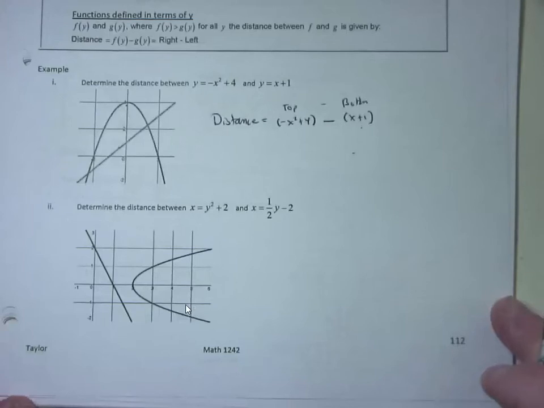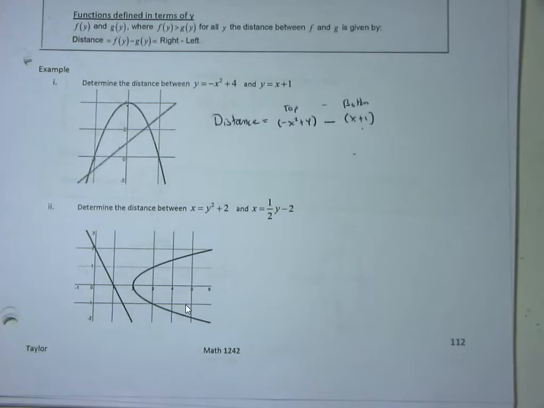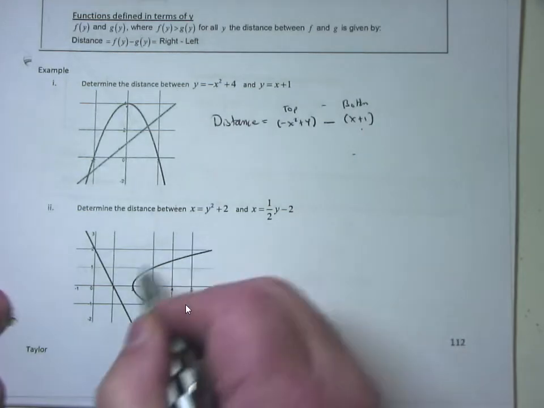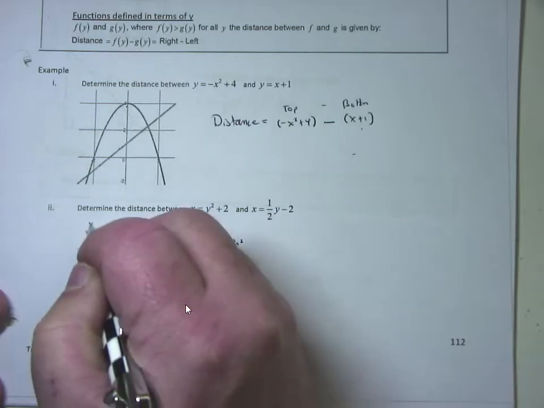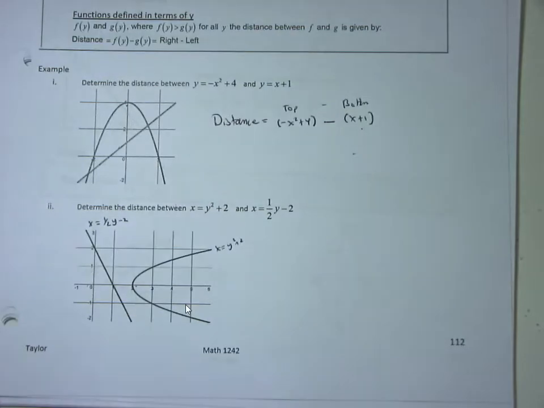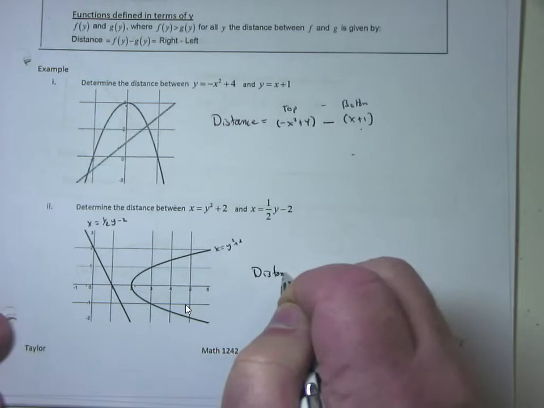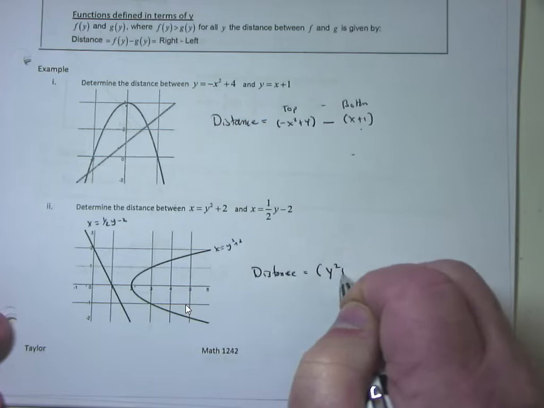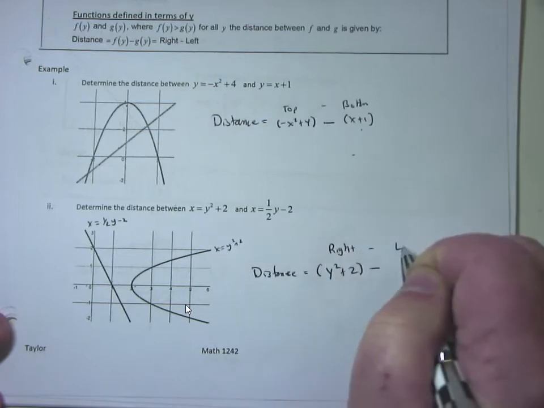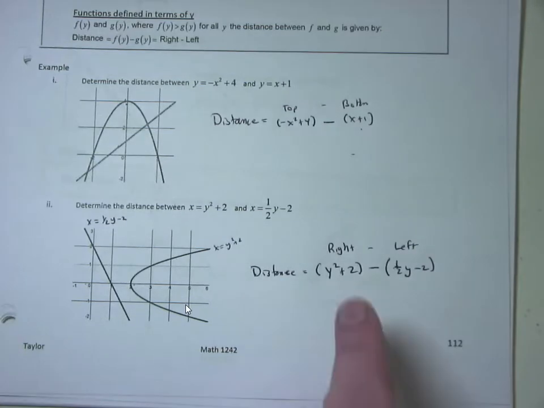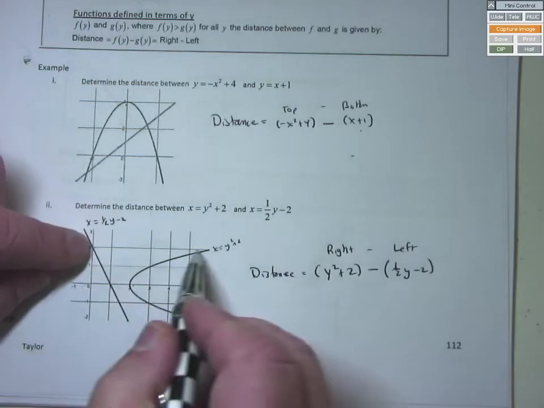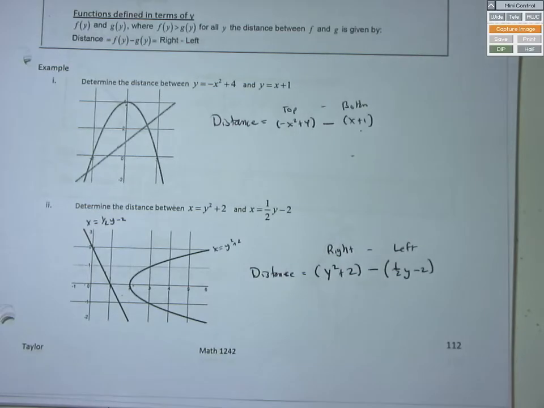But if you look at the next problem here, we want to determine the distance between the two relations, x equals y squared plus 2 and x equals 1/2 y minus 2. Well, the x equals y squared, that's a parabola on its side, plus 2 has been shifted to the right 2 units. This is x equals y squared plus 2. And the line, because they're both power 1 here, is x equals 1/2 y minus 2. This is a right-left because the functions are in terms of y. So the distance between these two functions is going to be equal to the function on the right, which is the y squared plus 2, minus the function on the left, and the function on the left is the line, parentheses, 1/2 y minus 2. Now, of course, you can go and clean them up later, but this is right minus left. So at any arbitrary point that I pick, I can get the exact distance between these two functions, okay? And this, again, is going to be very helpful terminology for you guys when we start talking about volume by rotation.